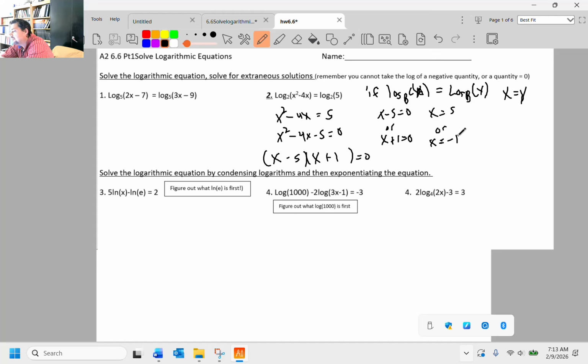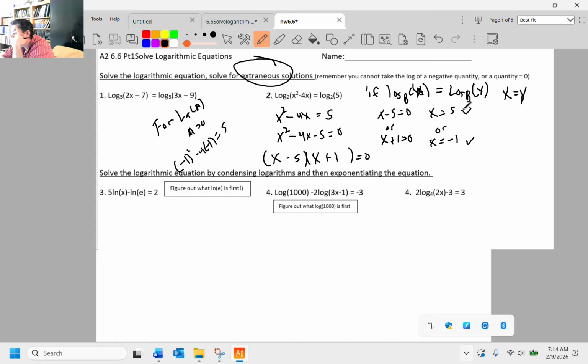Now, check for extraneous. For a logarithm, the argument must be bigger than 0. If I plug -1 in here, I'd have -1 squared minus 4 times -1, and this is going to return a 5, so this works. If I plug a 5 in here, I'm going to have 25 minus 20, which is 5, so they both work. There is no extraneous solution. They're both real.